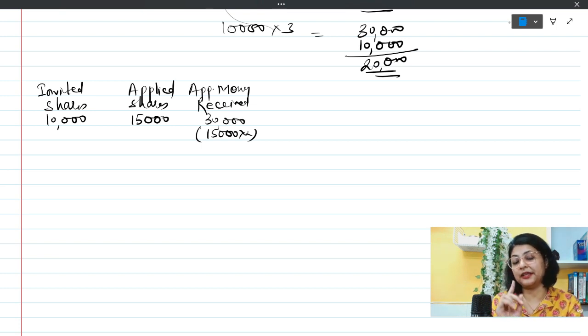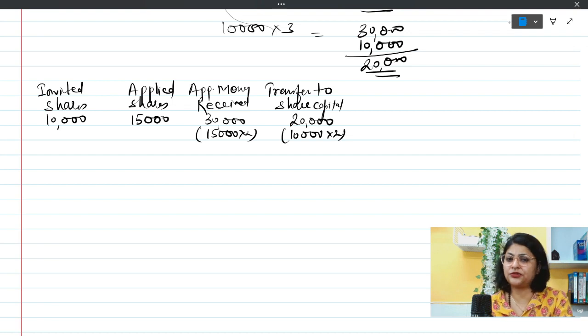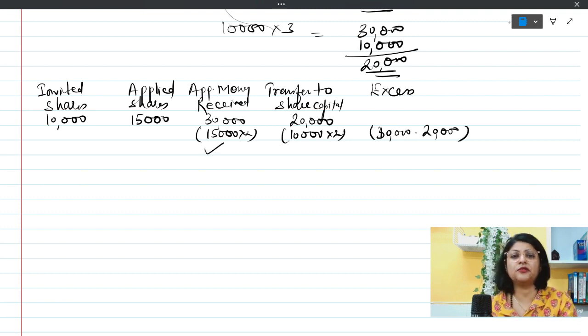But obviously the money of 30,000 rupees cannot be transferred to share capital, because in share capital only the number of shares which are being issued by the company can be transferred. So transfer to share capital will be 10,000 multiplied by 2, means we can only transfer 20,000 rupees to share capital. Now how much is excess money with us? Excess money is 30,000 minus 20,000. What is 30,000? 30,000 is this amount which we received from public. 20,000 is the amount which is being transferred to share capital. So 10,000 is the excess money.